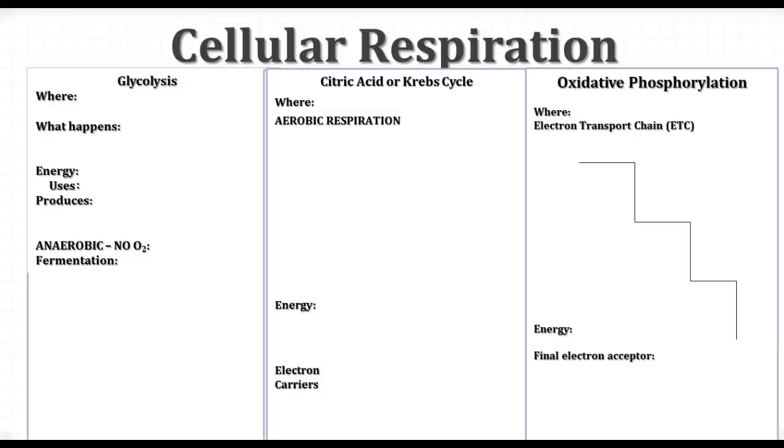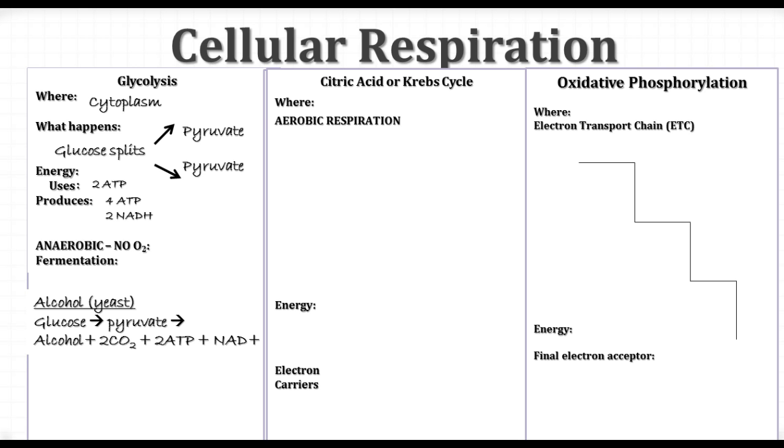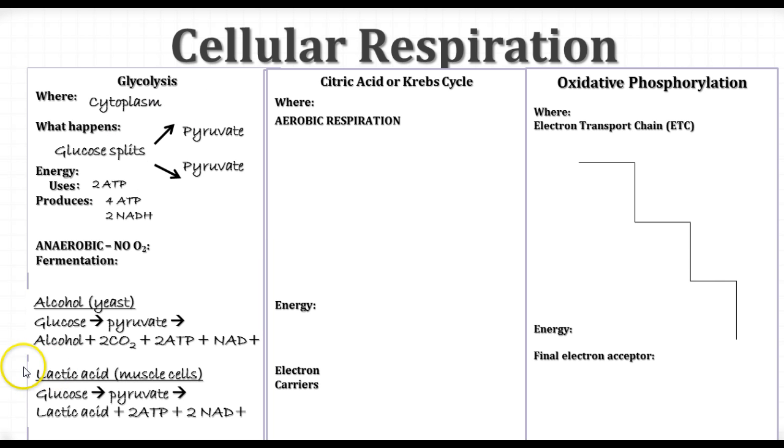As an overview, let's look at what happens for the whole cellular respiration process diagrammatically. Glycolysis, of course, occurs in the cytoplasm. In that process, glucose splits into 2 pyruvates. It uses 2 ATPs to produce 4 and 2 NADHs, so we get a net gain of 2 ATPs there. If oxygen is not present, then yeast cells and some bacteria can undergo alcohol fermentation to produce the NAD plus that can be used back up here in glycolysis. Lactic acid fermentation, such as happens in your muscle cells, produces lactic acid and some NAD plus that can go back up here to be used in glycolysis.